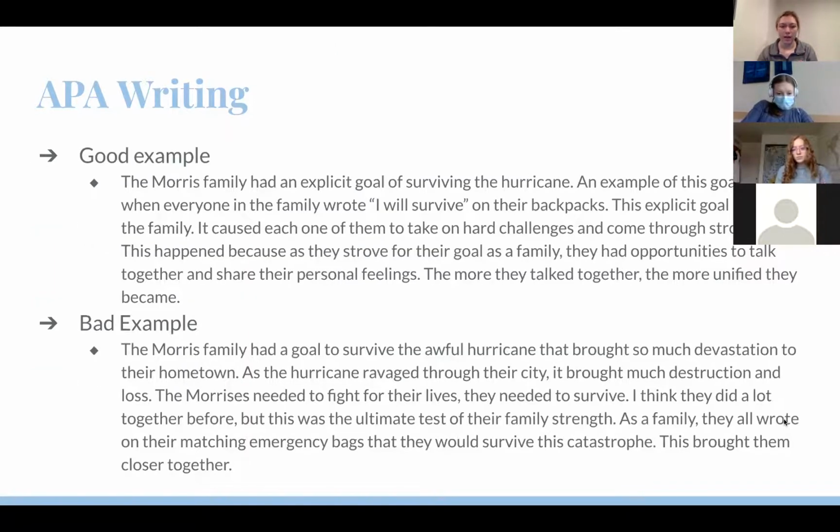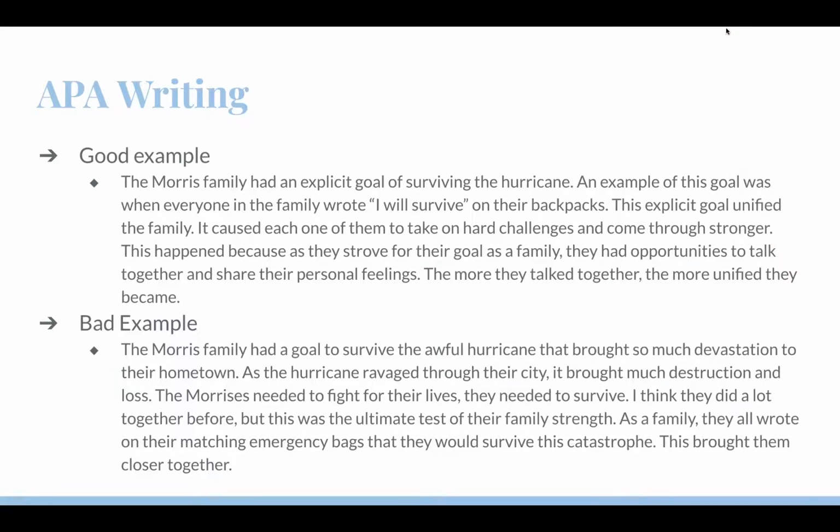Okay. And then, I actually didn't look at this slideshow before I did this, so we will go into this. Okay, so it says, the Morris family has an explicit goal of surviving the hurricane. An example of this goal was when everyone in the family wrote, "I will survive" on their backpacks. This explicit goal unified the family. It caused each one of them to take on hard challenges and come through stronger.